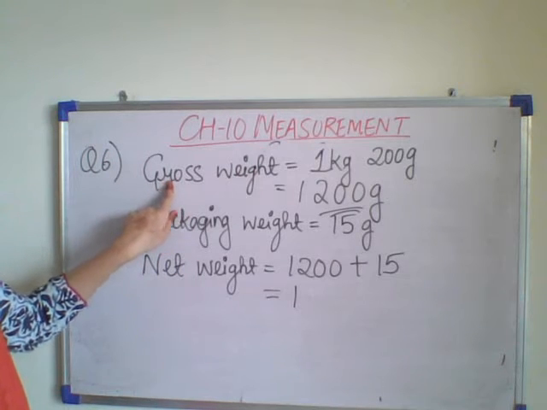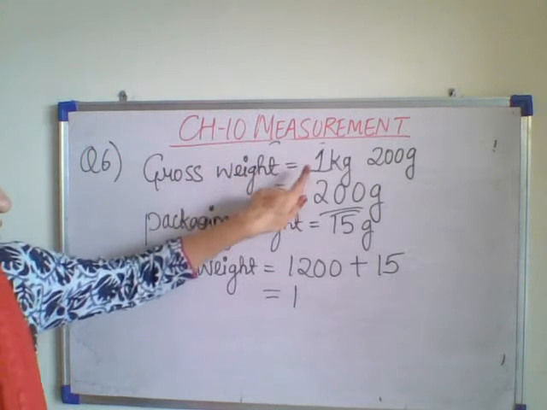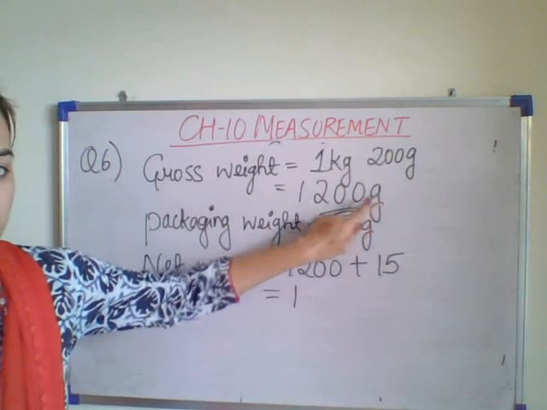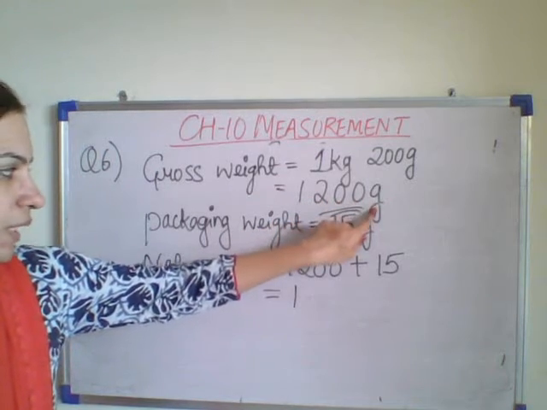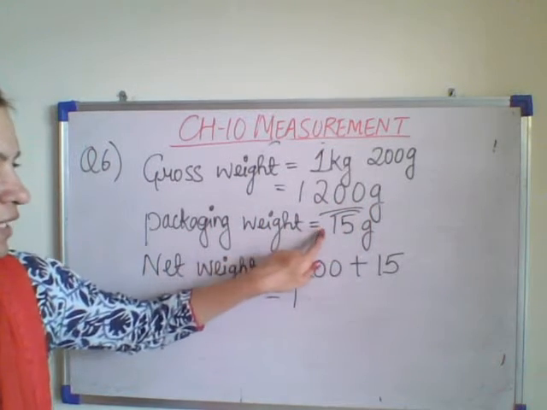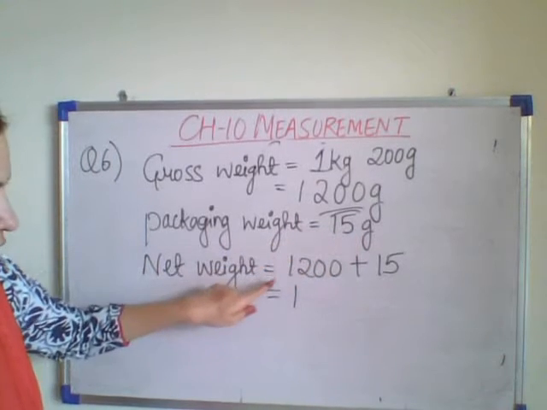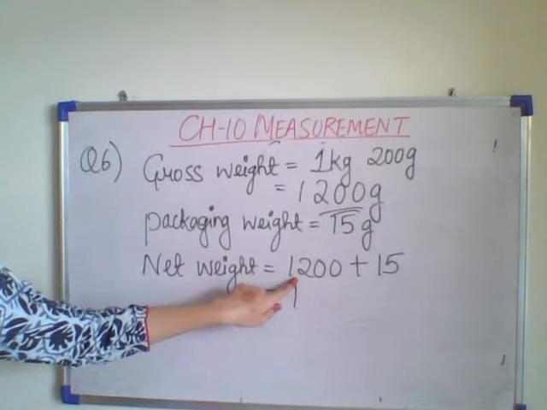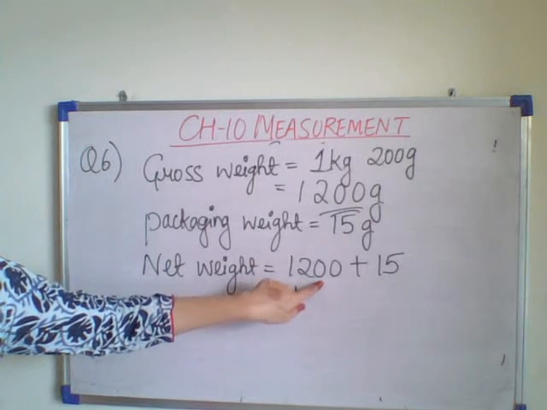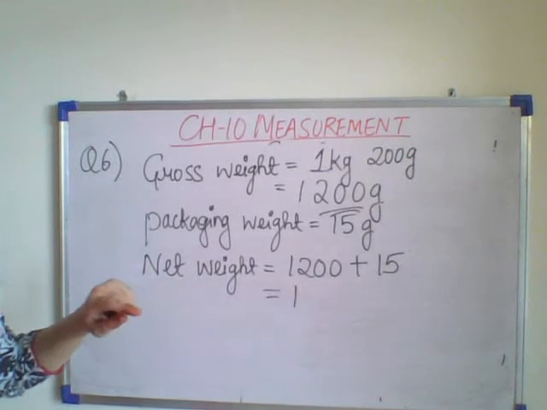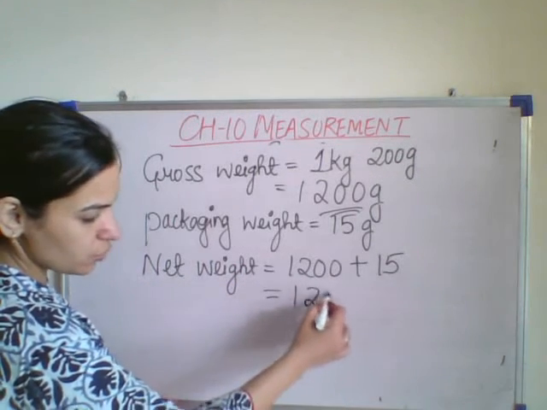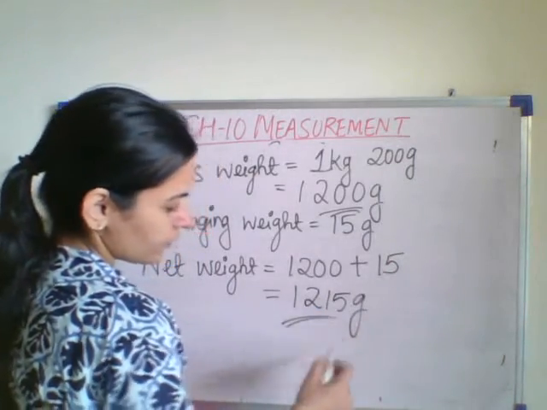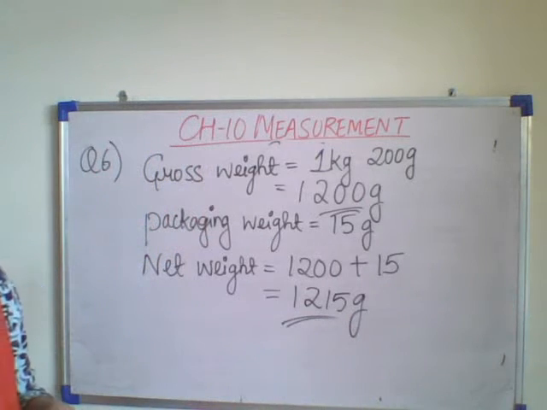Again, let us revise this question. The gross weight it is given in the question, it is 1 kg 200 gram. So we have converted it into the grams. I could write it as 1200 grams. And packaging weight it is given, it is 15 gram. And we have to find here the net weight. So how we will be finding the net weight? We will be adding 1200 with the 15. So we will be getting 1215 gram. This will be the net weight.